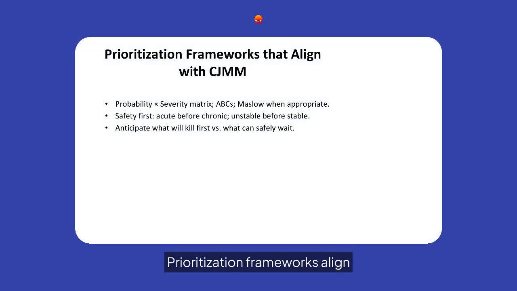Prioritization frameworks align with CJMM by using probability and severity matrices. Safety first. Address acute before chronic issues, and unstable before stable. Anticipate what will cause harm first, ensuring patient safety and effective clinical decision-making.